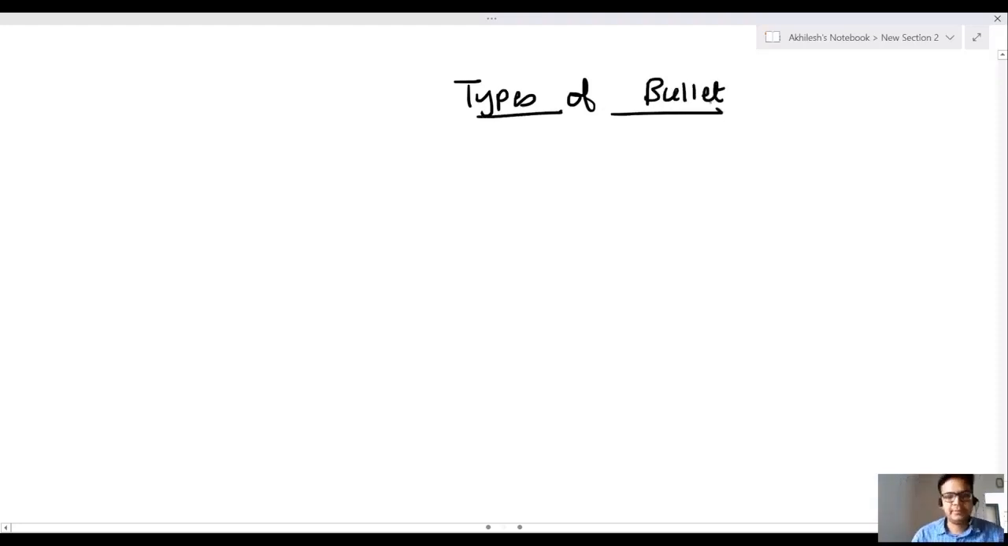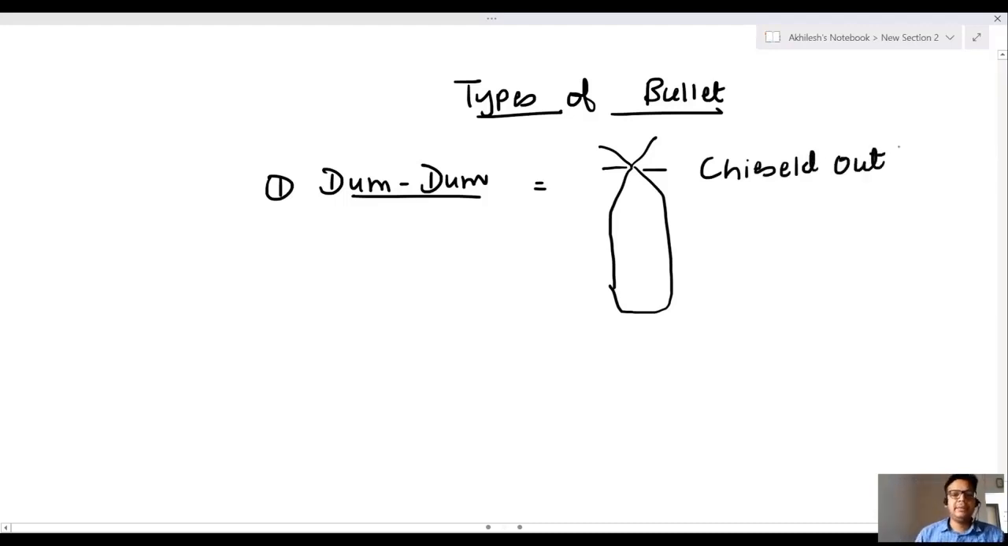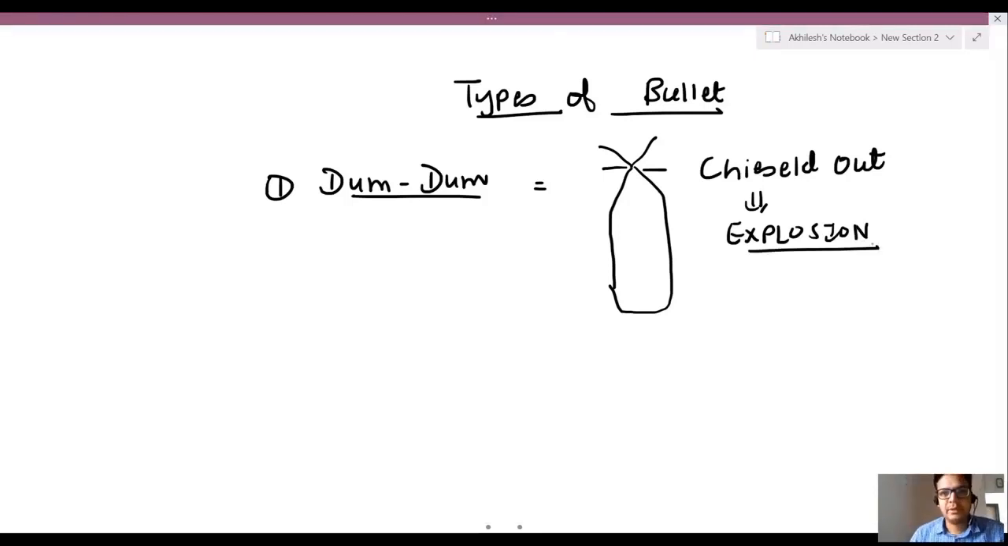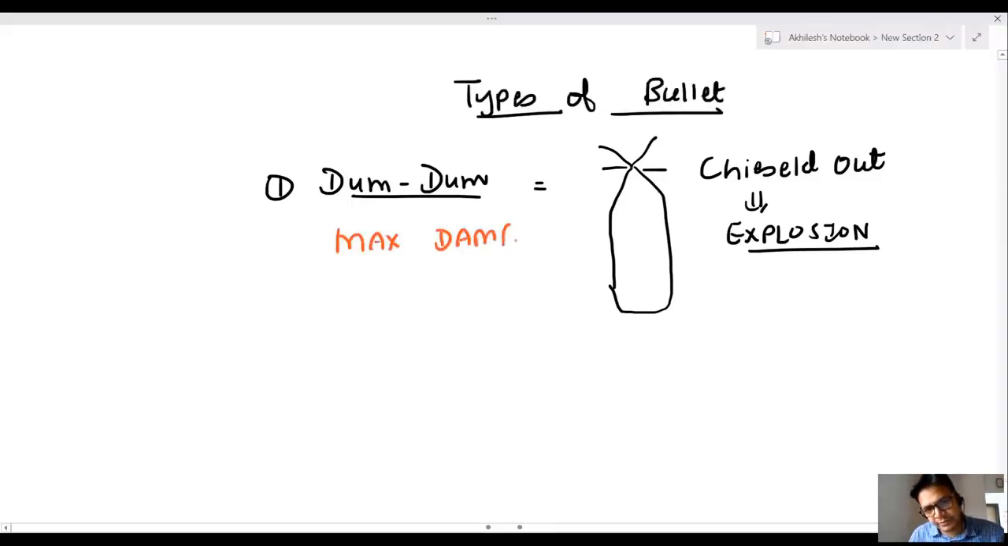Types of bullet. First is the dum-dum bullet. I will show you the picture of a dum-dum bullet. What is a dum-dum bullet? The terminal end of the bullet is chiseled out, so whenever it strikes an object, it will cause an explosion. This question also comes in exams. It is the maximum damaging bullet.